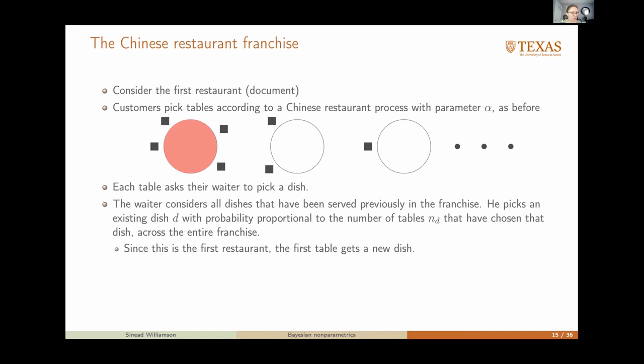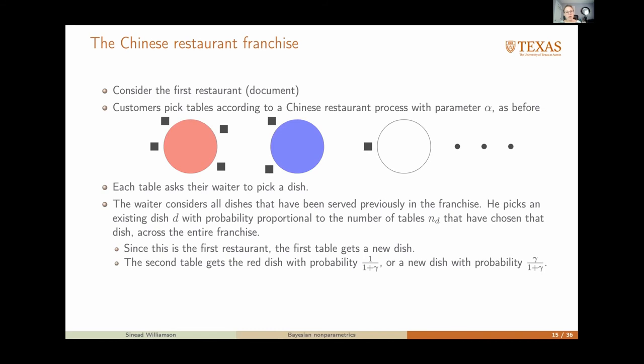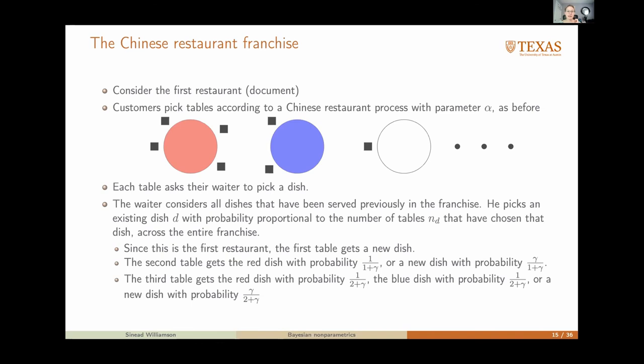Then the second table, he's either going to give that first dish with probability proportional to one, because one table has had that dish, or a new dish with probability proportional to gamma. So let's say he picks a new dish. Then the third table asks him, what should I eat? They get assigned a red dish, that first dish, with probability proportional to one, a blue dish with probability proportional to one, and a new dish with probability proportional to gamma. Okay, so let's say in that case, we pick the red dish again. So we have two Chinese restaurant processes going on here, one determining where the customers sit, and one determining what dish they get.